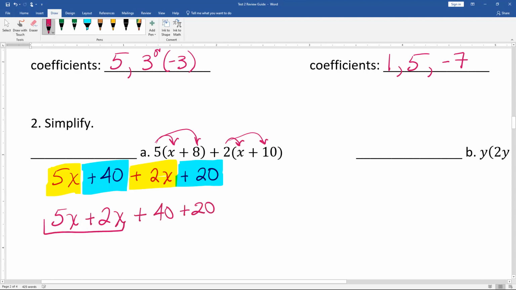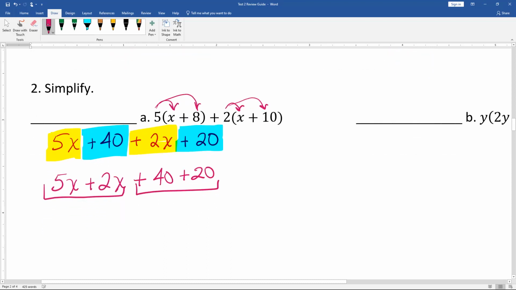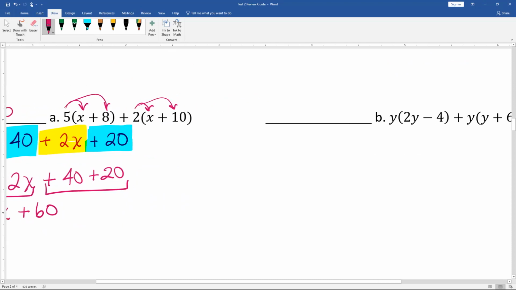And now we can combine like terms. So 5x plus 2x is what? 7x, and 40 plus 20? 60. So 7x plus 60 is our final answer. Get that written down. You got it?